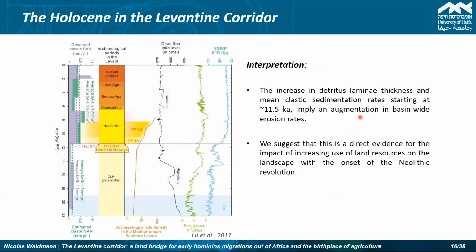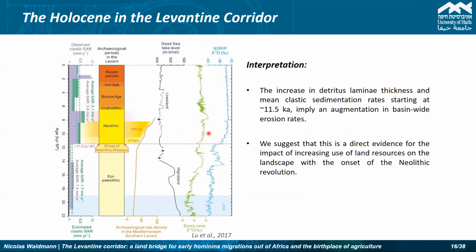And our interpretation is that the increase in the detrital lamina thickness and mean clastic sedimentation rate started already around 11.5 thousand years ago, implying an augmentation in basin-wide erosion rates. When we compare our observed clastic sedimentation rate with the general archaeological periods in the Levant and other parameters that I showed before, we are suggesting that this is direct evidence for the impact of increasing land use or land resources on the landscape with the onset of the Neolithic revolution there.